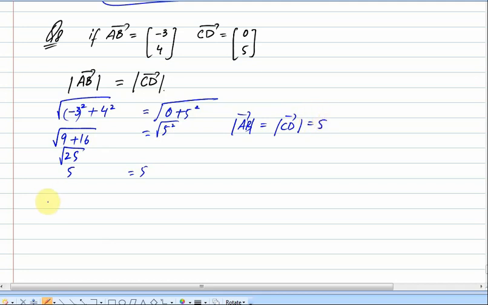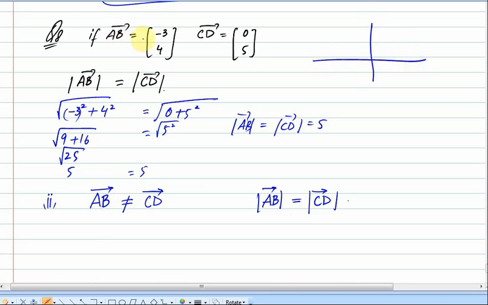For part 2, it says explain why AB is not equal to CD even though the magnitude of AB is equal to the magnitude of CD. Now it says if their magnitudes are equal, why are the vectors not equal? Vectors are not equal because of direction. We know how we plot the vectors.